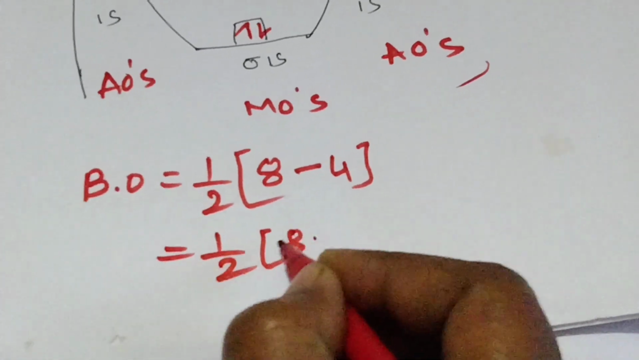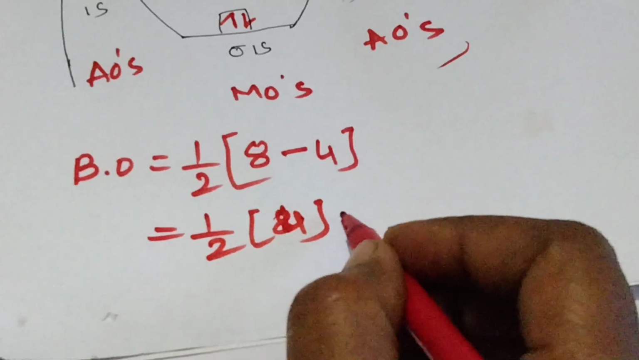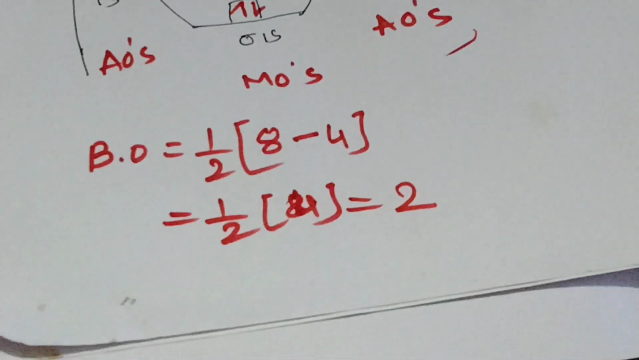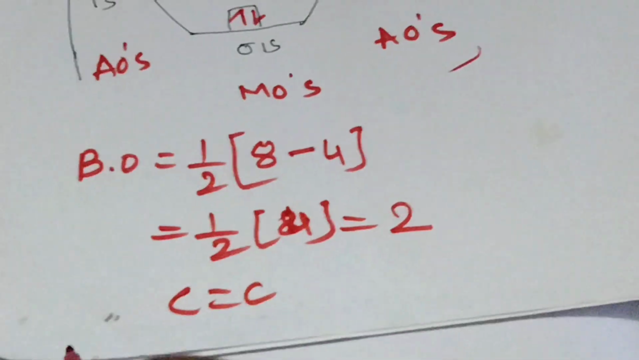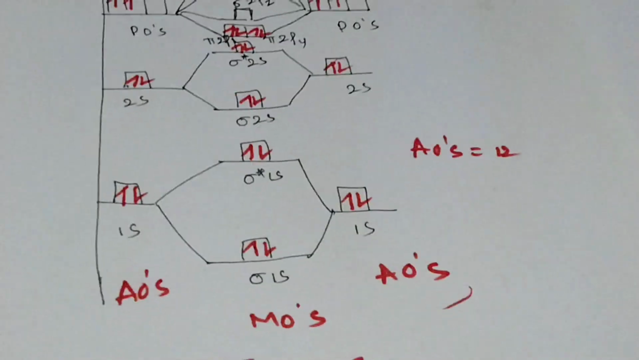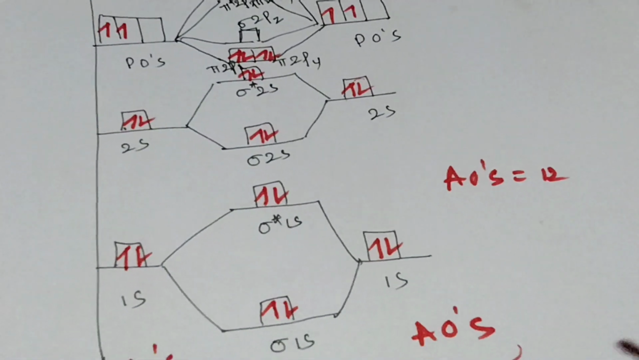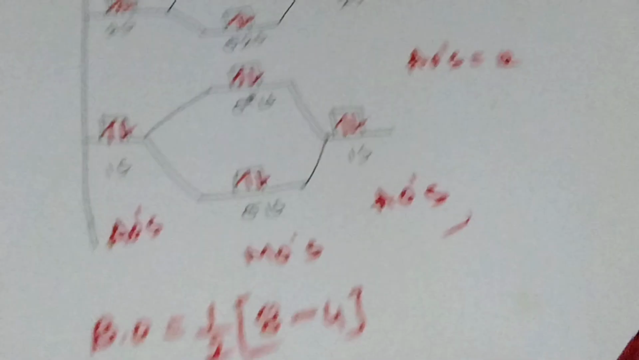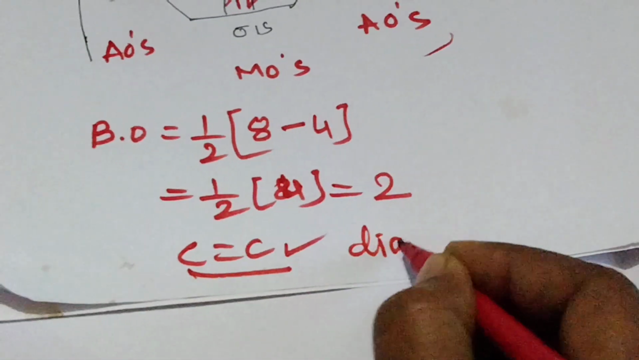You will get the bond order between the two carbon atoms, that is in the carbon molecule, as 2. So the carbon atoms are bonded by a double bond, right? Next, the magnetic property. In the molecular orbitals there are no unpaired electrons present, so the molecule is diamagnetic in character. Okay, the carbon molecule is diamagnetic.